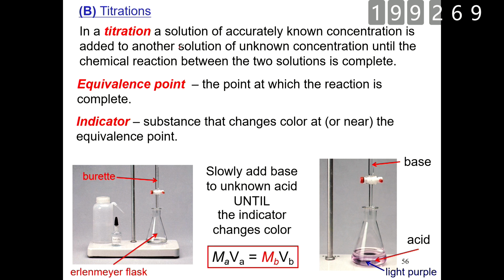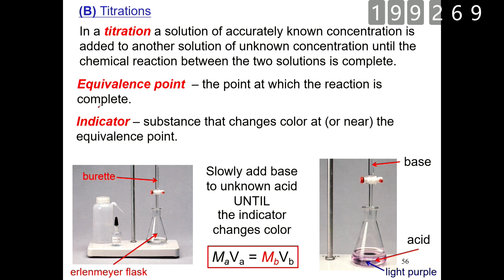So in the titration, a solution of accurately known concentration is added to another solution of unknown concentration until the chemical reaction between the two solutions is complete. So this means when it's complete, the reaction arrives at the equivalence point. The equivalence point means the point at which the reaction is complete.